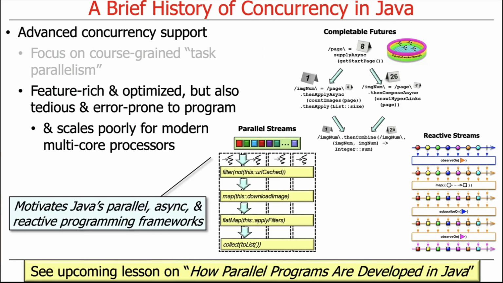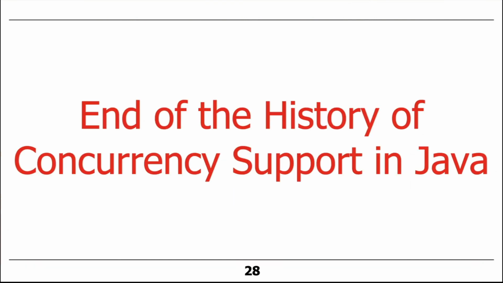Of course, that motivates all the stuff we're going to focus on in this class, which is Java's modern support for parallel processing, asynchronous processing, and reactive processing, which are all variants of parallel processing. We'll talk about that stuff in a lot more detail very shortly. That's the end of the history of concurrency support in Java, and sort of the end of our overview of concurrency. The rest of the course will be focusing on parallelism, but I wanted you to at least know some of the concepts of concurrency, because if you don't take another course on concurrency, you will at least have had a day or so of discussion of those topics.